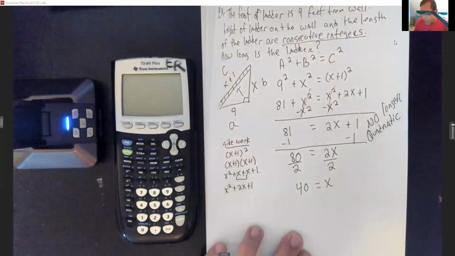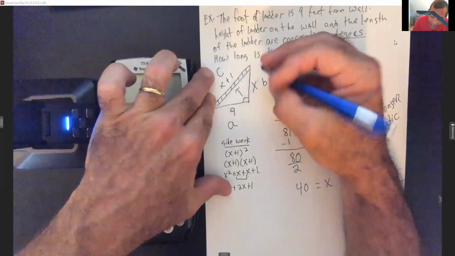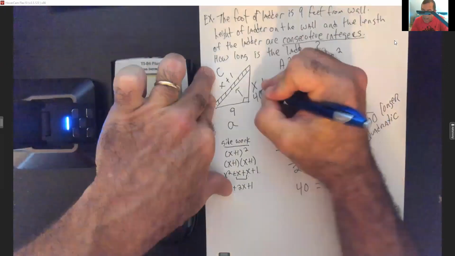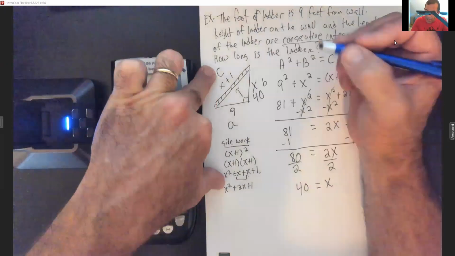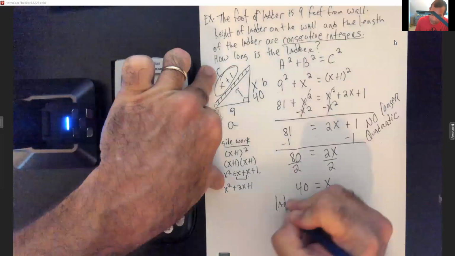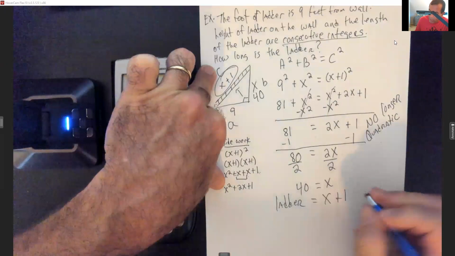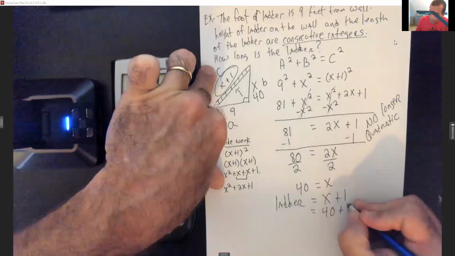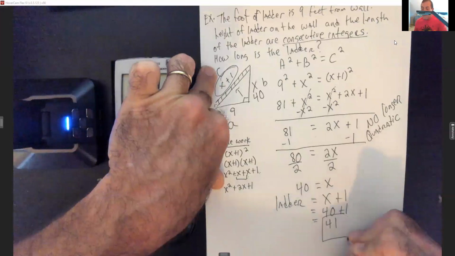So the question was, how long is that ladder? Now, I get a lot of people who put 40, but remember, 40 is not the ladder. 40 was the height on the wall that the ladder rested. To get the ladder, you got to come back and add 1. So the ladder was x plus 1, which will be 40 plus 1, which will give me 41 for my ladder.